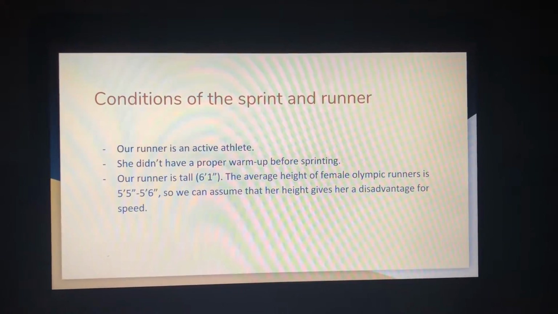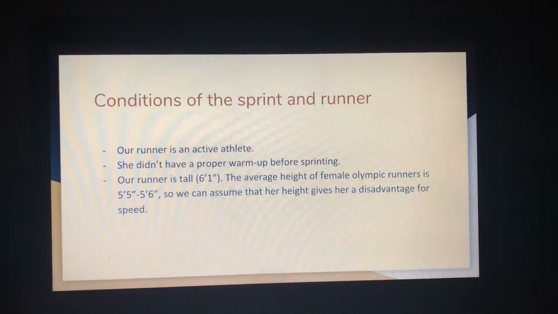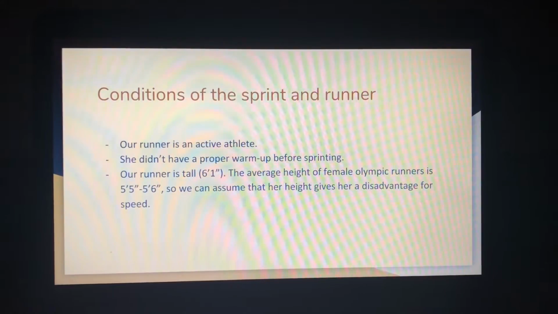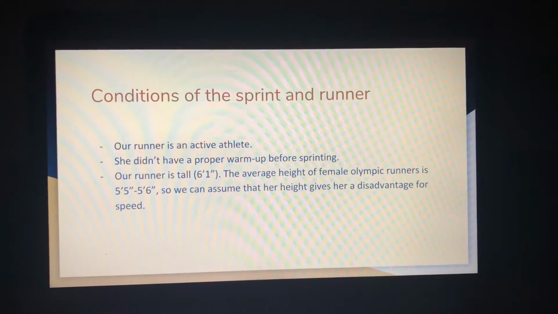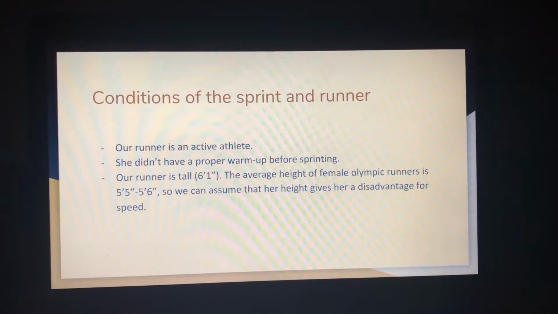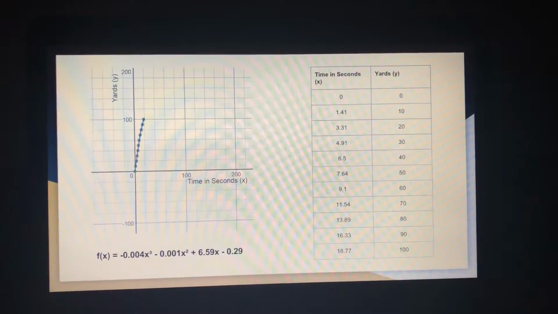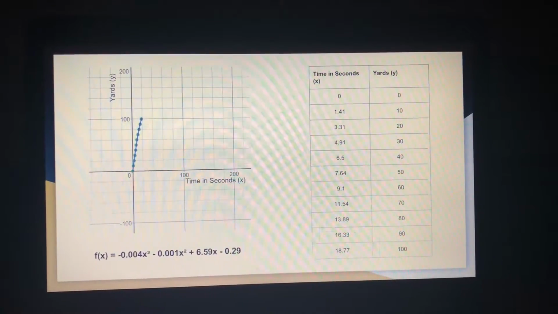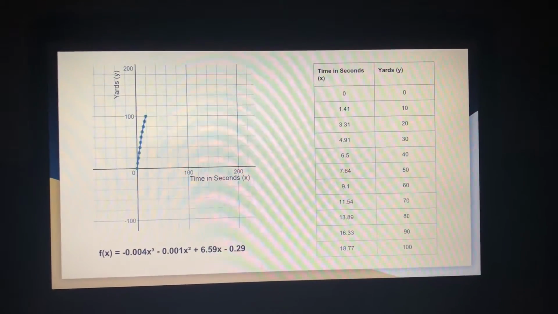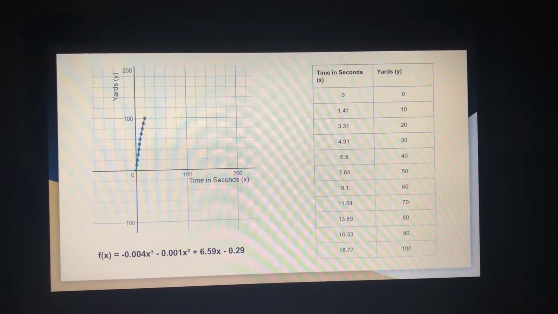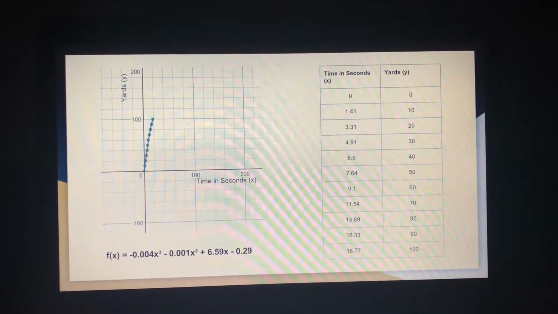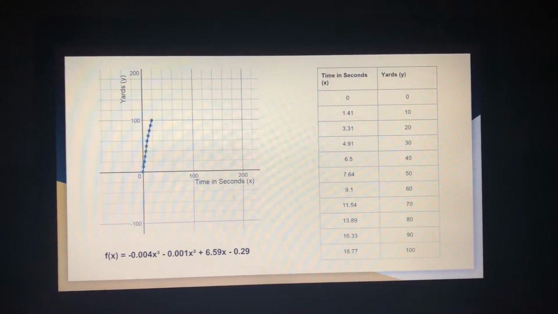She didn't have a proper warm-up before sprinting, and she's 6'1". The average height of a female Olympic runner is 5'5", 5'6", so we can assume that her height gives her a disadvantage for speed. We recorded our data points on a table, and x represents the time in seconds, and y represents the yards that we ran.